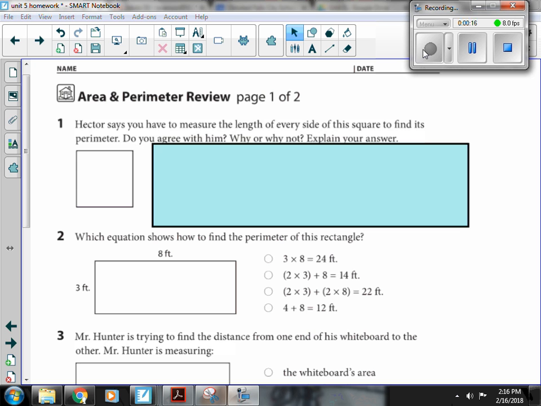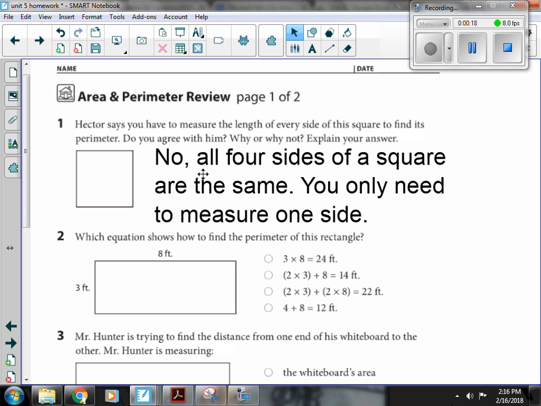Why or why not? Well, I typed out my answer underneath here and I said no, because all 4 sides of a square are the same length. So you only need to measure one side and then you know all 4 sides.